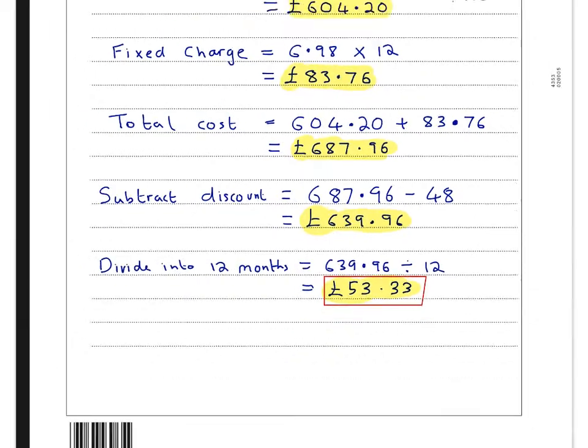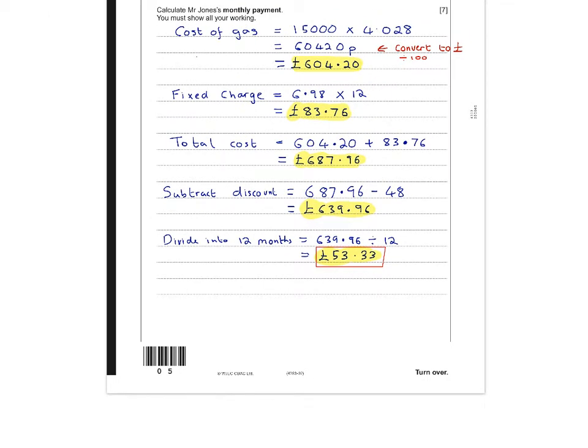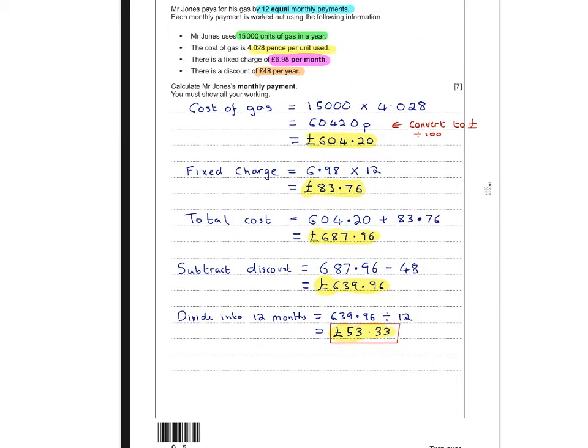Okay? That is enough for QWC. The grammar of the sentences, not important. The important thing is making it clear. Okay? It's the quality of your written communication. It's could someone look at that and see what you've done? And that's all you need for it. And that will get you 7 marks.